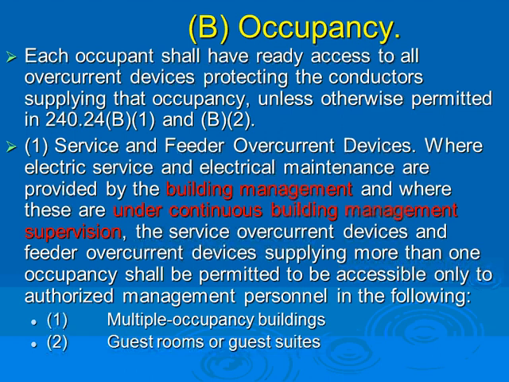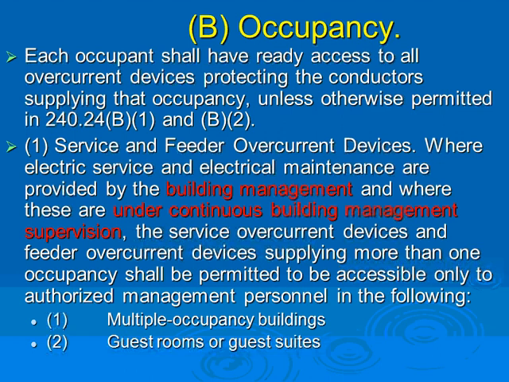Service and feeder occupancies where electric service is under building management, continuous management at all times, then you don't have to give them access to the overcurrent protection device. For example, hotels and motels, they don't have to give you access to the circuit breaker that feeds your room or your suite because they're under continuous management. If something is to happen, you can call that management and they'll come and turn the circuit breaker for you.